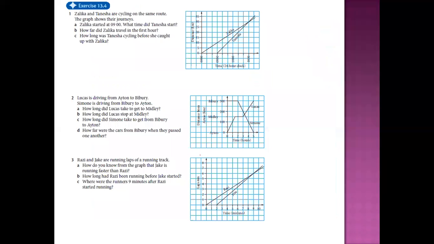Okay, let's open the next page. There we have some questions. And the first question, the first exercise: Zalika and Tanisha are cycling on the same road. Okay, on the same road.